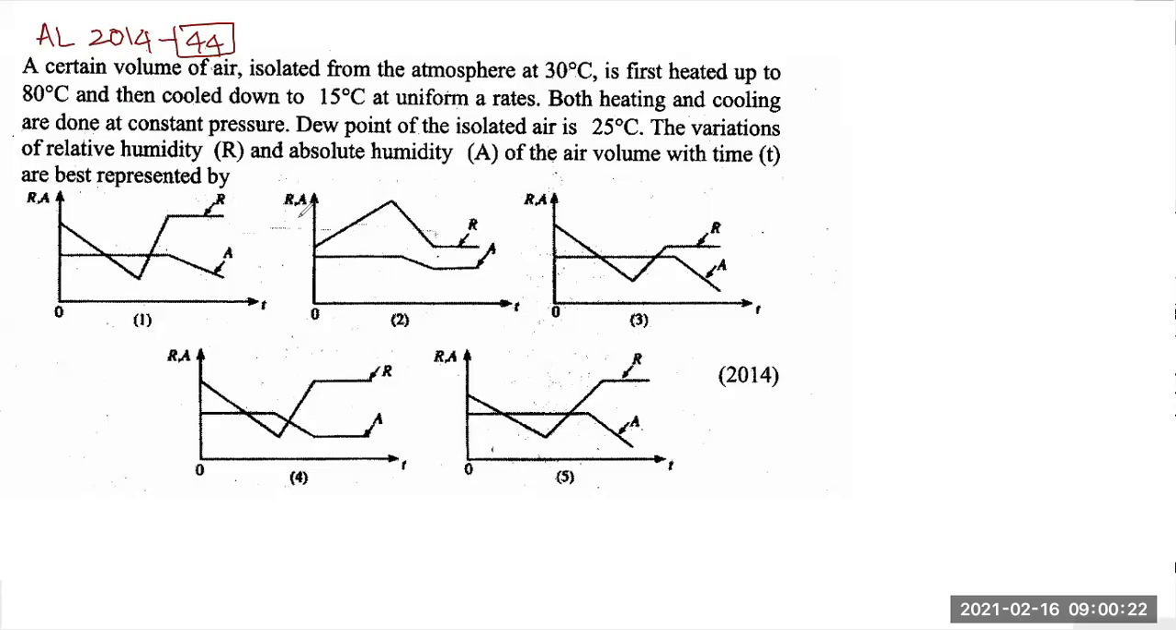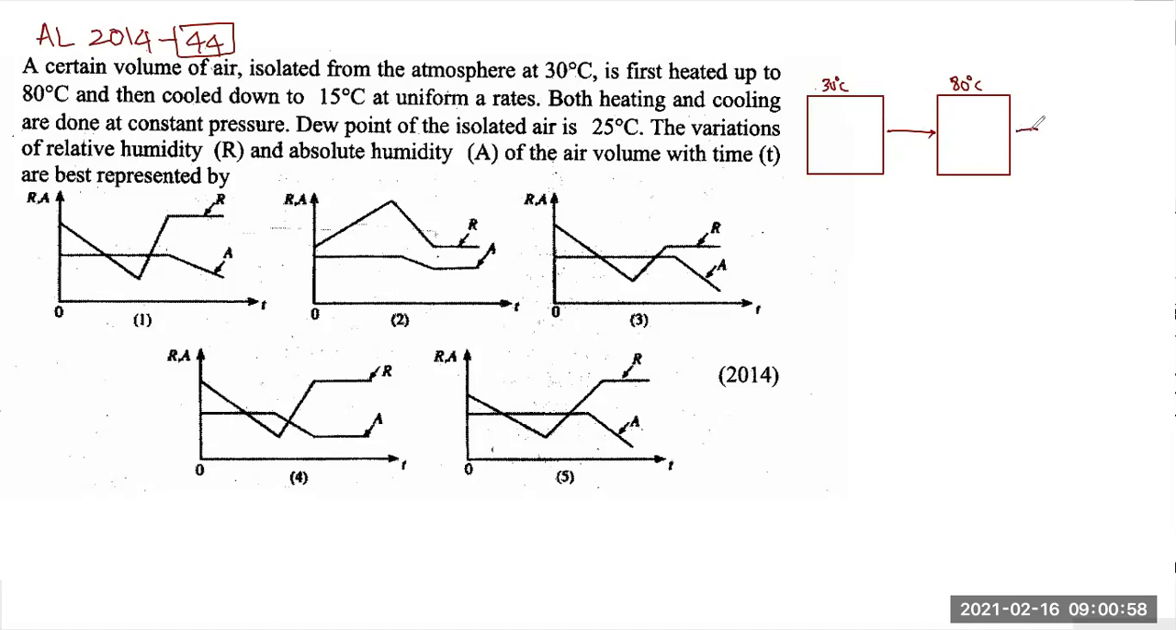Next question is from 2014-44. A certain volume of air is isolated from the atmosphere at 30 degrees Celsius. It is first heated up to 80 degrees Celsius, and then cooled down to 15 degrees Celsius at uniform rates. So the heating up and cooling down are happening at uniform rates.